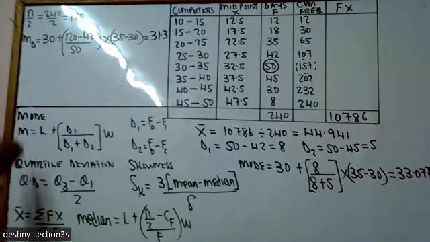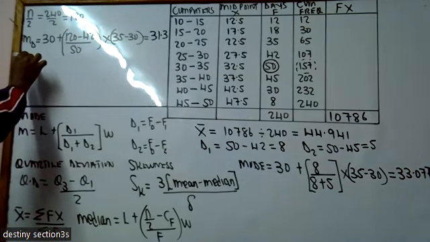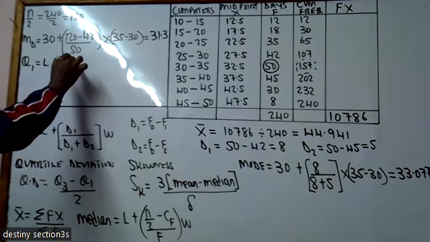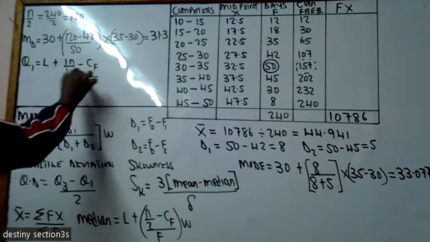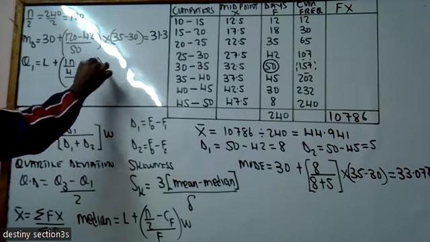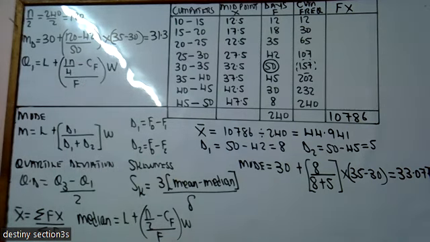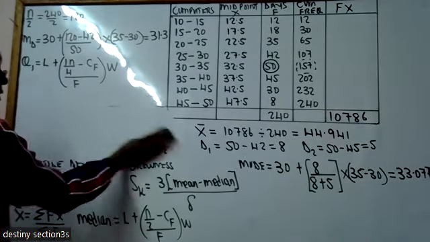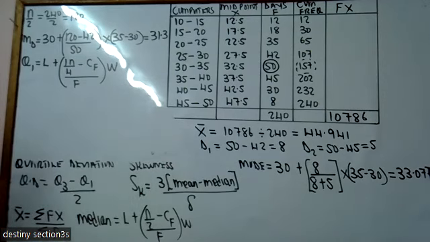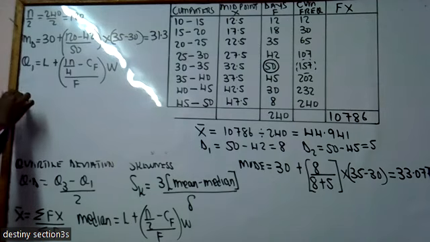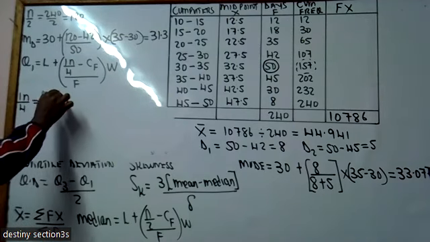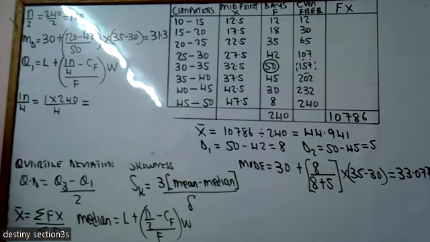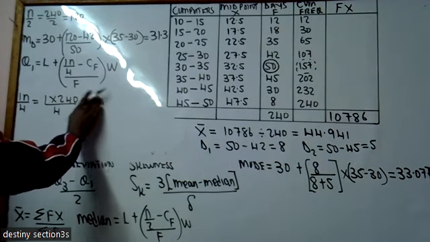Let's get Q3 or Q1. Q1 will be given as L plus 1N out of 4 minus CF out of F, you multiply it by W. That is how we get the Q1. So 1N out of 4 is 1 times 240 out of 4, so this must be 60.